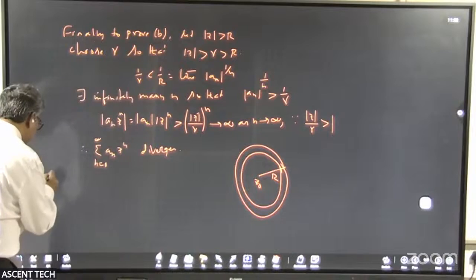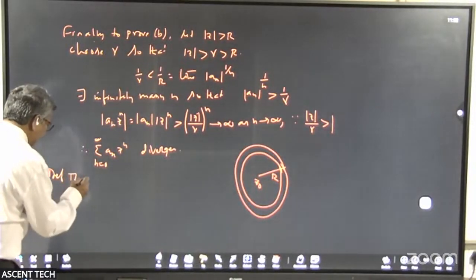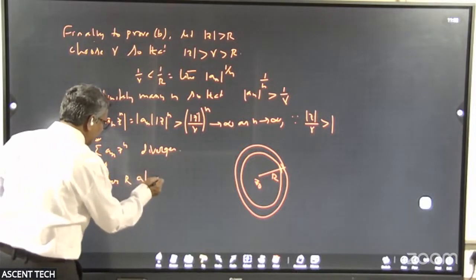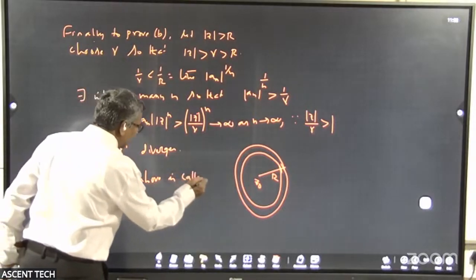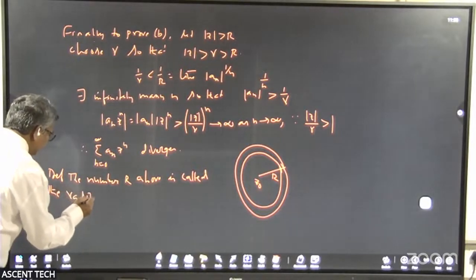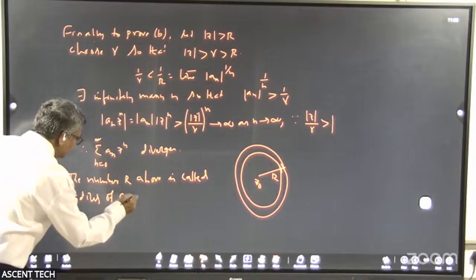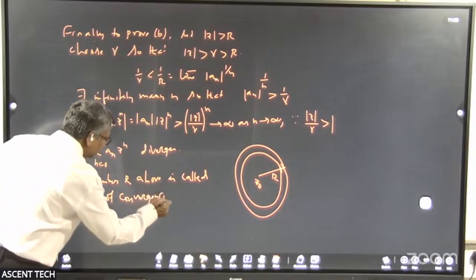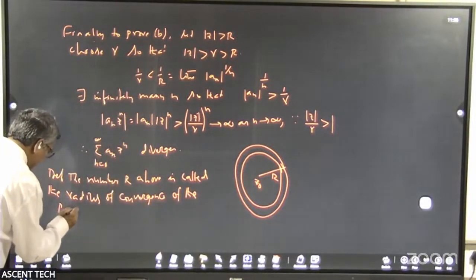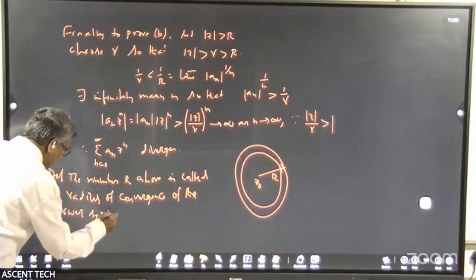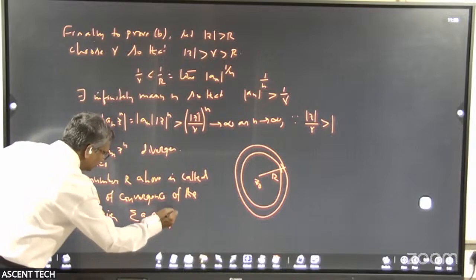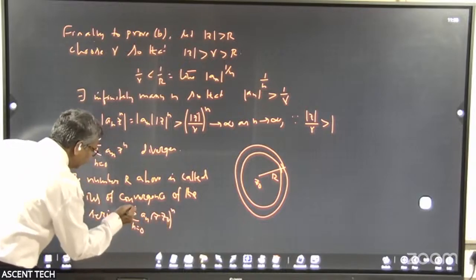So here is the definition. The number r above is called the radius of convergence of the power series sigma an (z minus z0) raised to n.